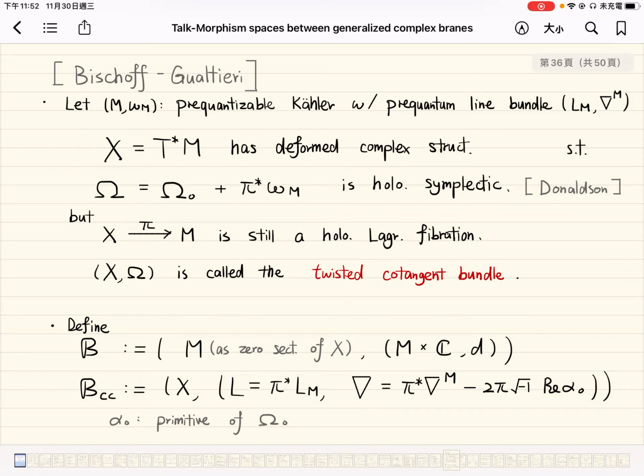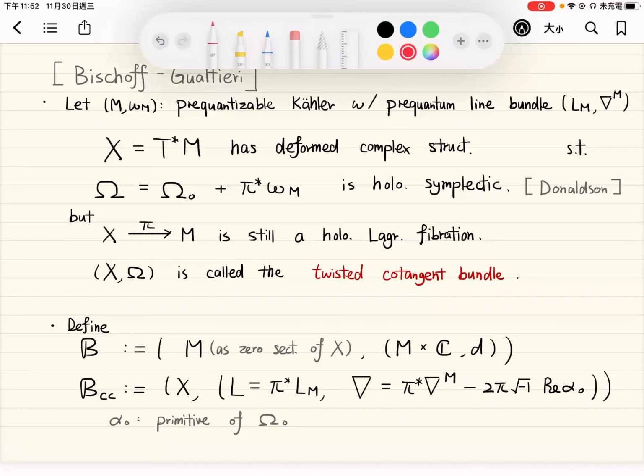the quantization of toric Poisson varieties. But part of the paper also talks about a situation that is very related to Gaiotto-Witten, where we can consider the twisted cotangent bundle. So what is meant by the twisted cotangent bundle? First of all, we need to have a pre-quantizable Kähler manifold M, and we equip this Kähler manifold with the pre-quantum line bundle L_M here.